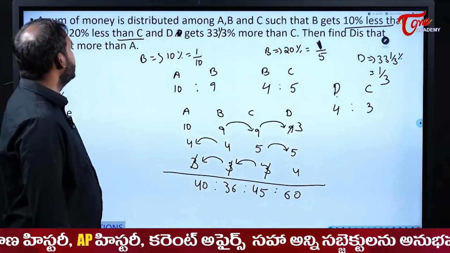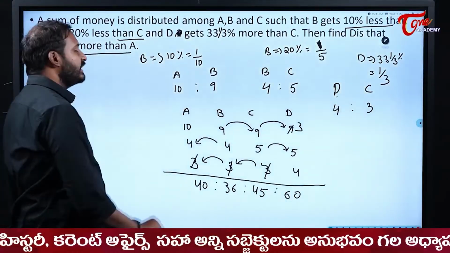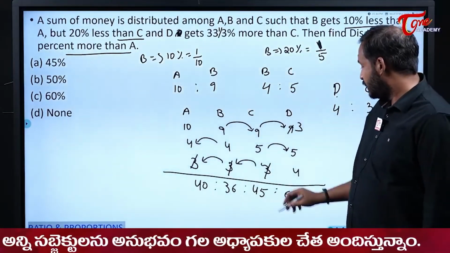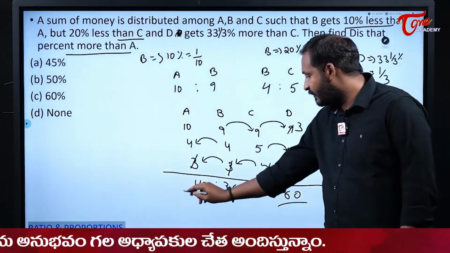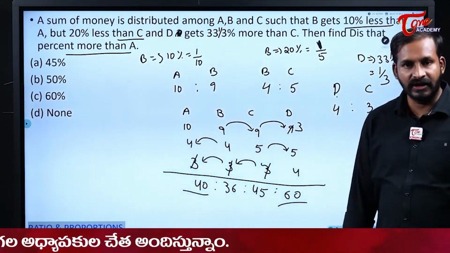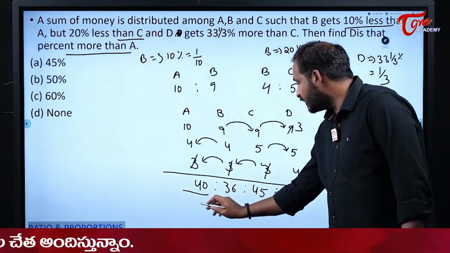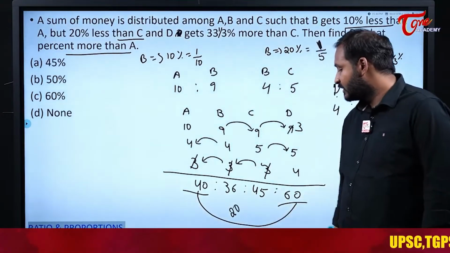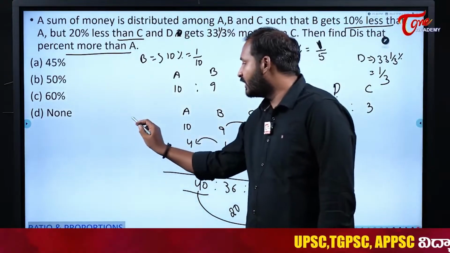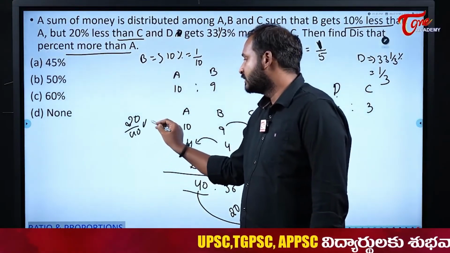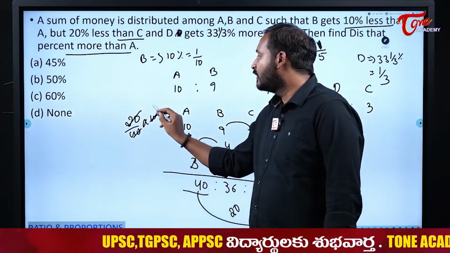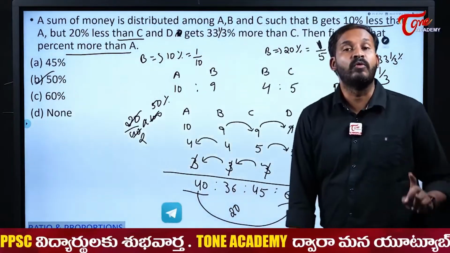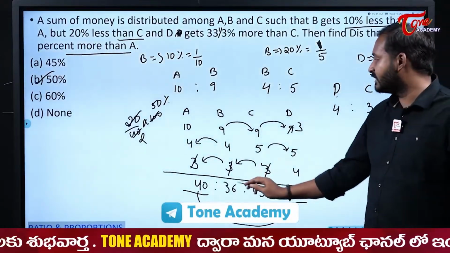Now find: D is what percentage more than A? D is how many parts here? D is getting 60 parts and A is 40 parts. Now D is getting how much more than A? D is getting 20 more than A. So 20 is what percentage of 40? 20 by 40 into 100. Very clearly we can say it is equal to 50%. So D is 50% more than A.